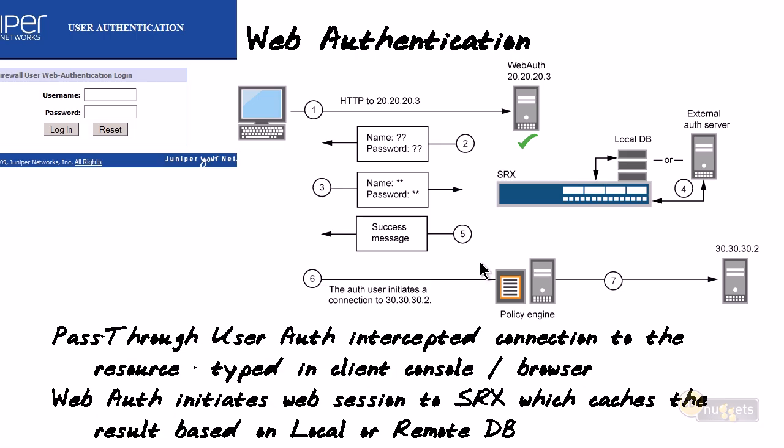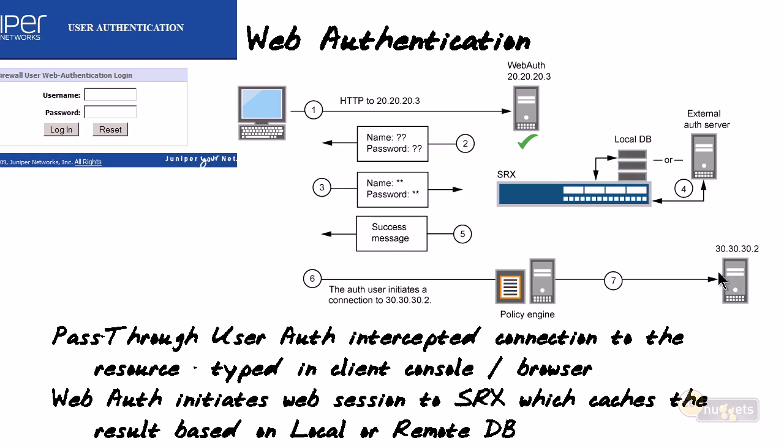Now, one of the things about pass-through user authentication that was unique was when the user wanted to pass through, whether they're in the Telnet window or the FTP window or they're in their browser, the IP address or fully qualified name they're going to put in there is the one of the ultimate target. So it was this server, for example. So with pass-through, I wanted to access 30.30.30.2. That was the ultimate server.